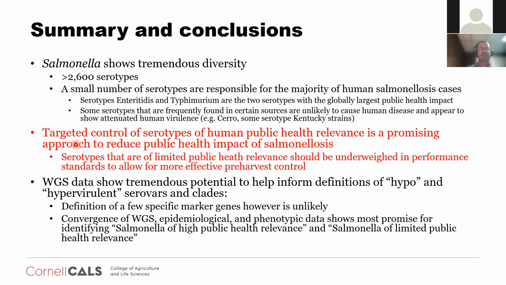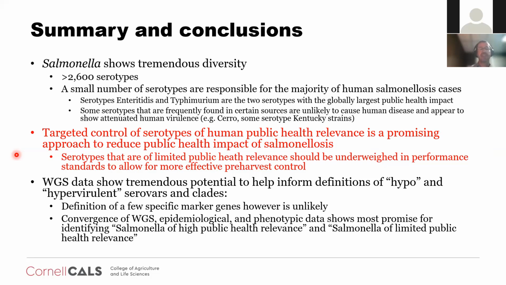The key take-home message from this is that a targeted control of serotypes of human public health relevance is a promising approach to reduce the public health impact of salmonellosis. One practical way of how this could be implemented is to take serotypes of limited public health relevance, such as Serovar Kentucky in the US, and underweigh them in the performance standards to allow for more effective pre-harvest control of those Serovars that are of human public health relevance.